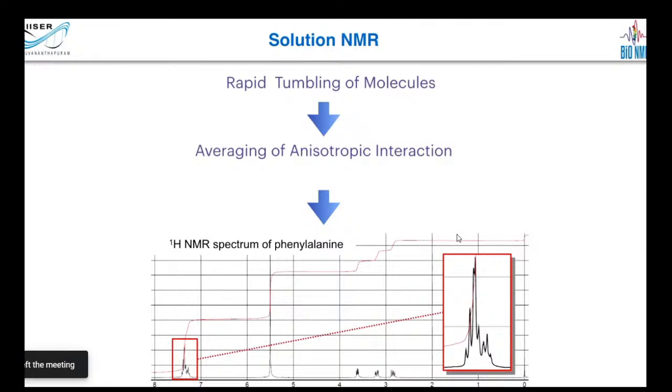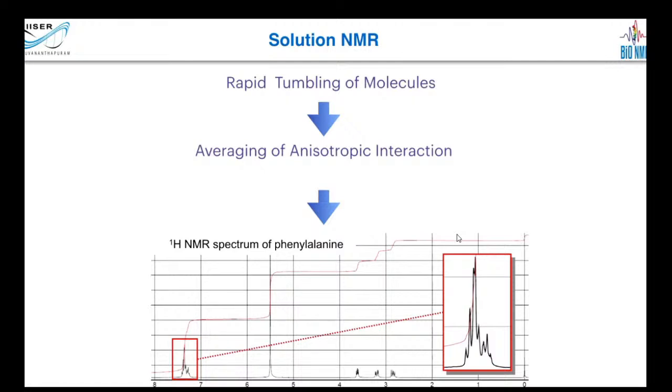Now, what is anisotropy? Anisotropy is like a vector. It needs to have a direction. It is not the same: the interaction in one direction will be different from the other direction. If you are looking at Cartesian coordinates x, y, z, the interaction of the nuclei in the x direction will be different from the nuclei interacting in the y direction, and it will be different again in the z direction. So this is the anisotropy. They are not all the same.